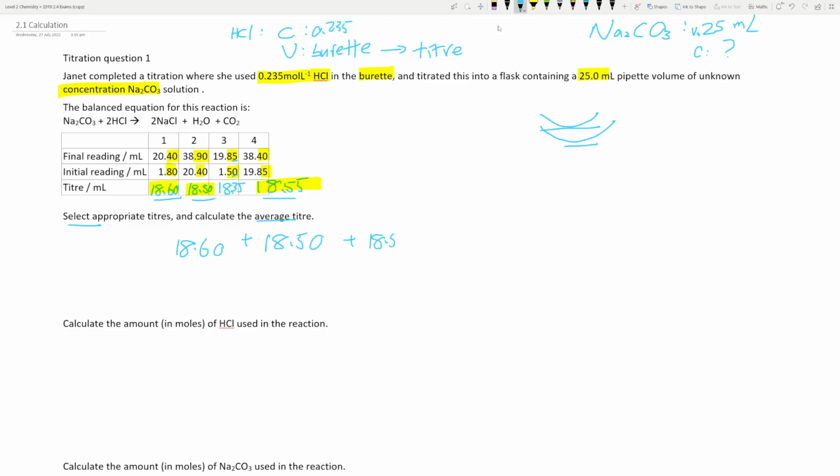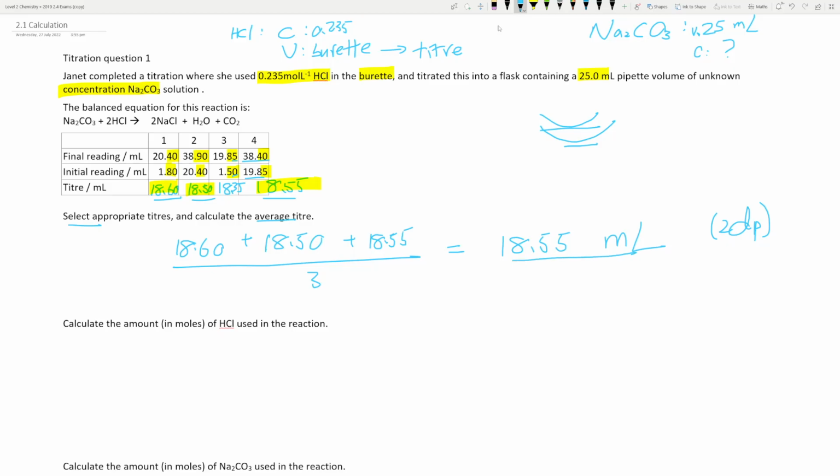Okay, so if you're a mathematician, you can see straight away that the average is just going to be 18.55. For this, make sure you round it to 2 dp. For all of the other calculations that we do in chemistry level 2 and level 3, you always round to 3 SF. But 2 dp is the way we go with the titer here, for the reasoning I explained just now, because all of the titers in the tables are to 2 dp.